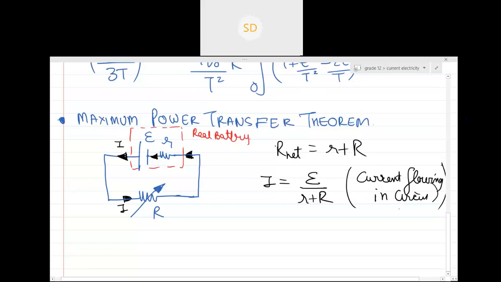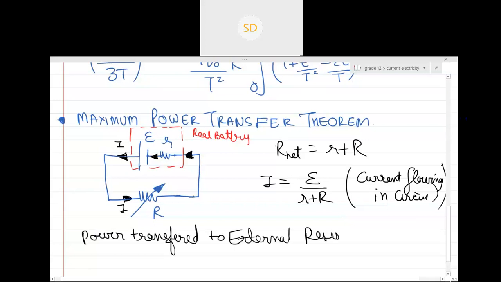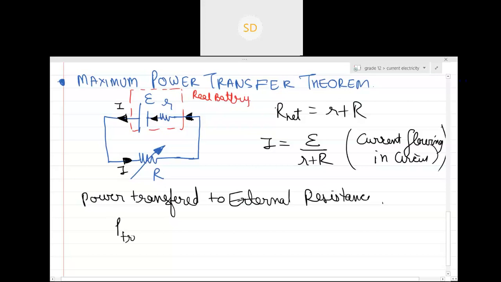Now, what is the power transferred to the external resistance? Power transferred to the external resistance will be equal to I square multiplied by capital R, yes or no? So this will be E square upon (R plus r) whole square multiplied by capital R. Will this be the power supplied?